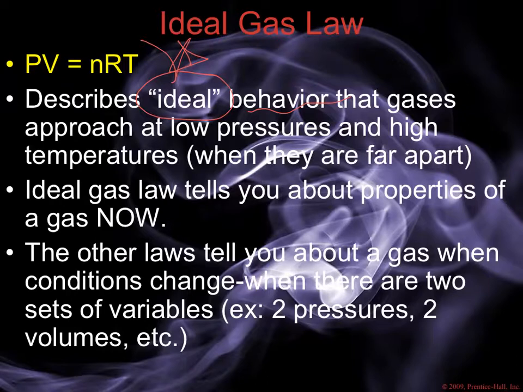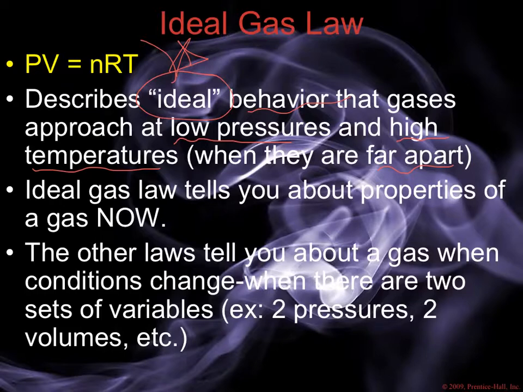But in general, a gas is most ideal if it's under low pressure and if it's under a higher temperature. Okay? Low pressures and higher temperatures are things that make gas molecules far apart, and that gives them what we call their ideal behavior.